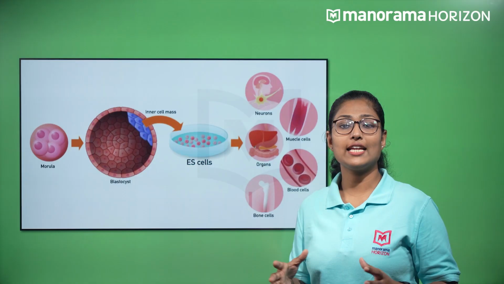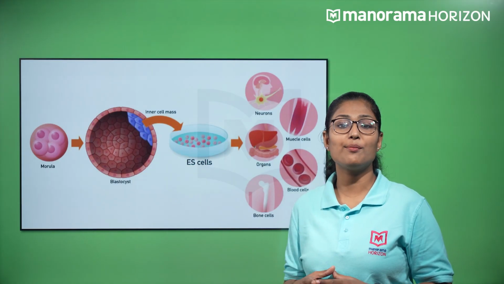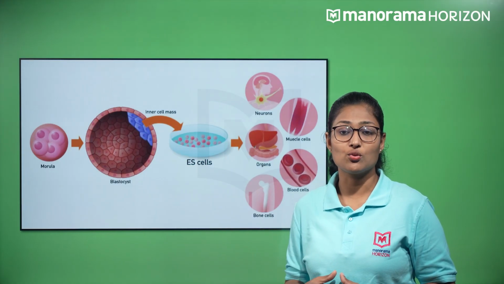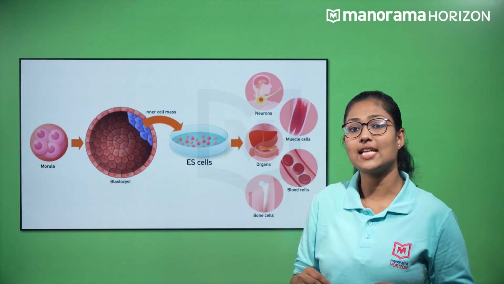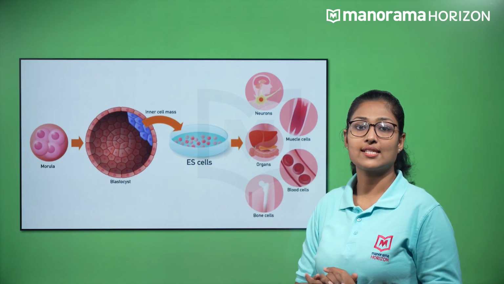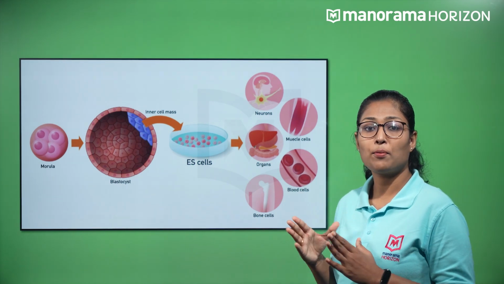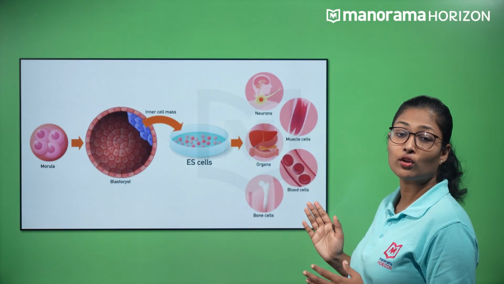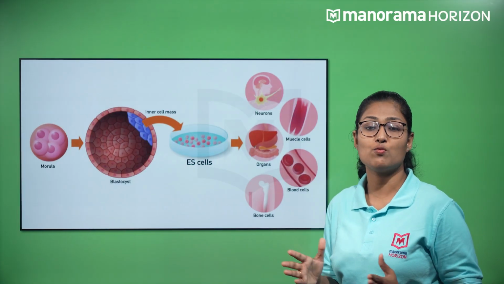Since the cells of the inner cell mass develop into the germ layers which then form the various tissues, certain cells of the inner cell mass are called the stem cells. Stem cells have the potential to form all the tissues and organs present in the body of an individual.